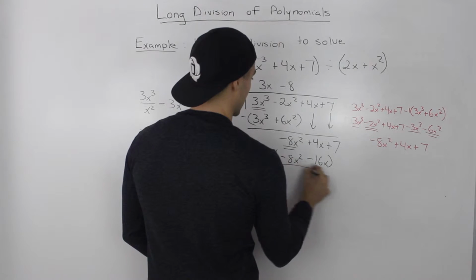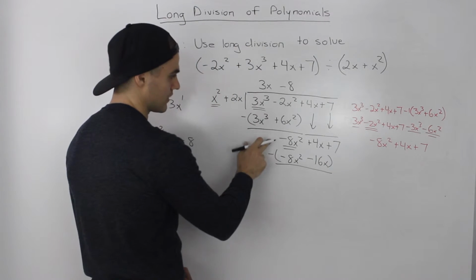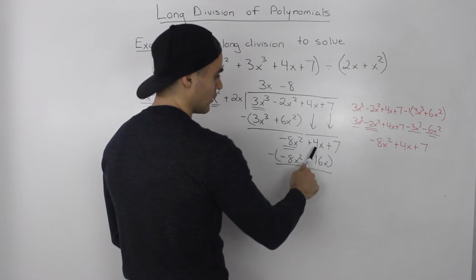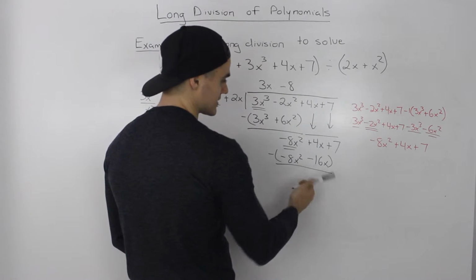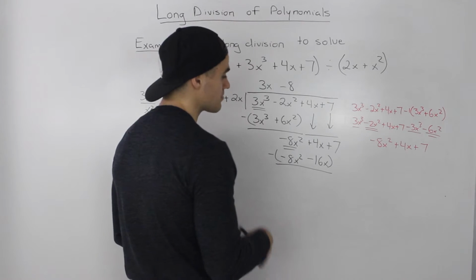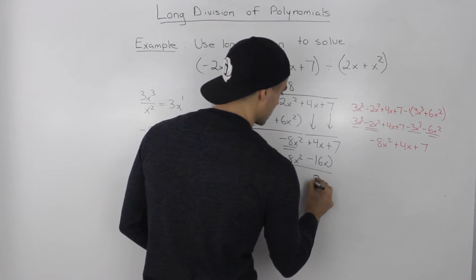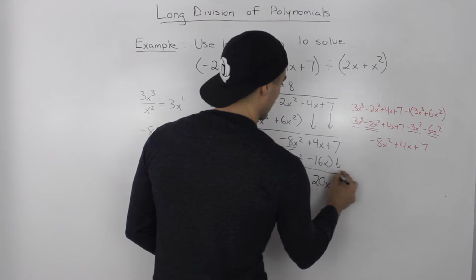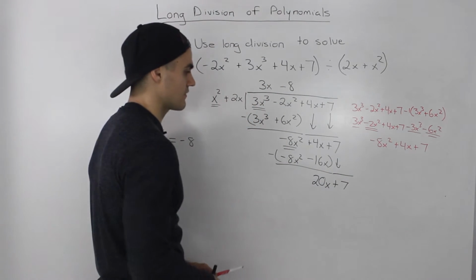So when we subtract these two terms, negative 8x squared minus negative 8x squared nets out to 0. 4x minus negative 16x is the same as 4x plus 16x, which ends up giving us 20x. Bring the positive 7 down, and we end up with 20x plus 7.